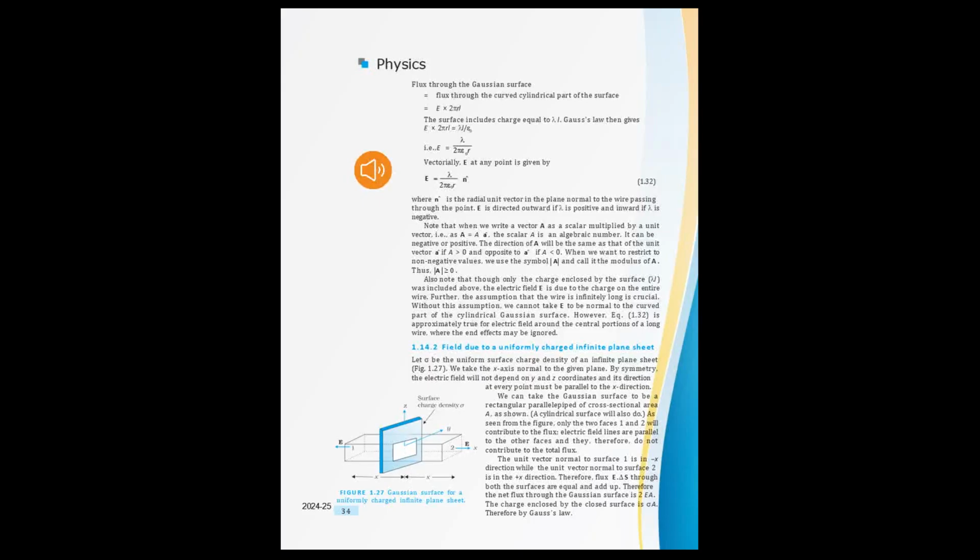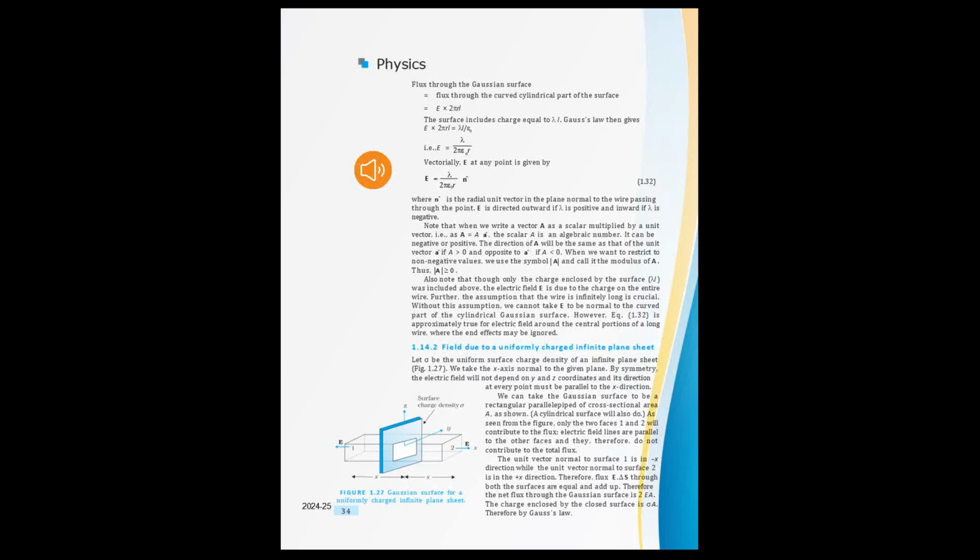A cylindrical surface will also do it. As seen from the figure, only two faces, 1 and 2, will contribute to the flux. Electric field lines are parallel to the other faces and they therefore do not contribute to the total flux. The unit vector normal to surface 1 is in the minus x direction, while the unit vector normal to surface 2 is in the plus x direction. Therefore, flux E dot delta S through both the surfaces are equal and add up.